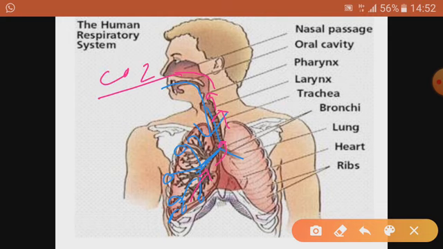Blue color is showing oxygen and this pink color is showing how the carbon dioxide is coming out. So carbon dioxide is the gaseous waste which is produced when the food gets oxidized, means oxidation of food happens, and that happens in the cell.